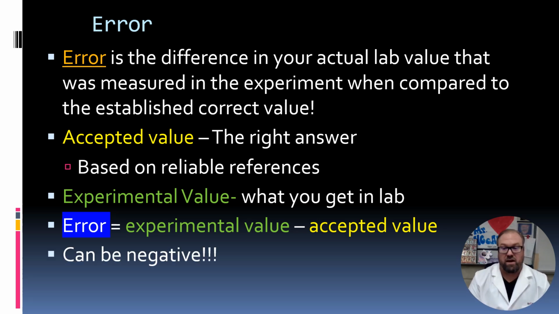Now, a big thing about error is it can be negative. If your error is a negative value, all that means is your accepted value was greater than your experimental. So your experimental was a little bit underneath where the accepted was supposed to be. Okay, so it's okay if you have a negative value for error, and it's okay if you have a positive value for error. All that tells you is the difference of whether your experimental was below or above the accepted.